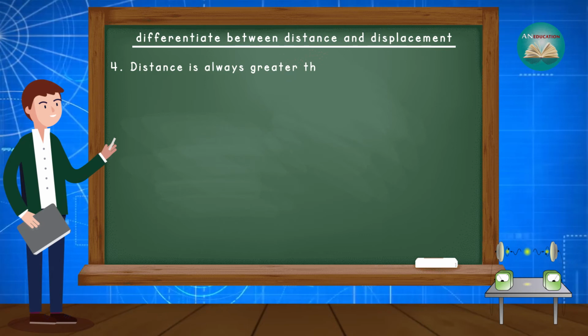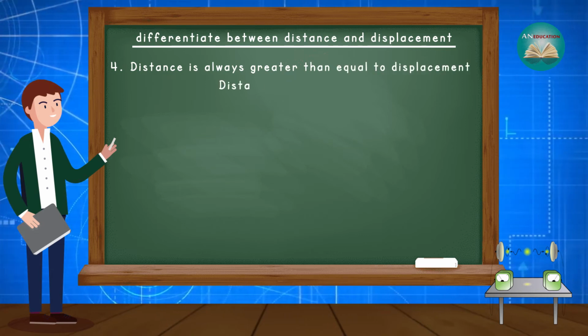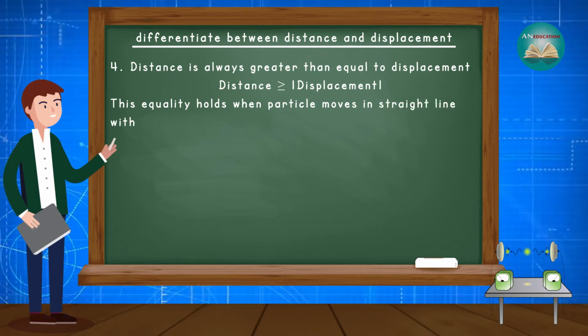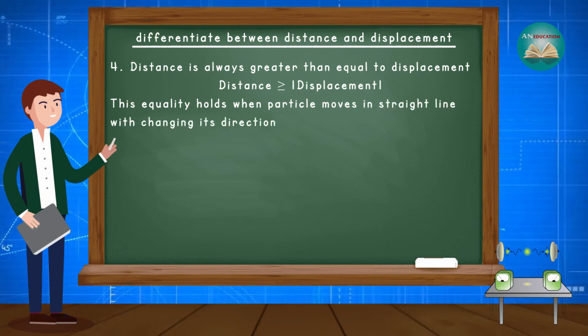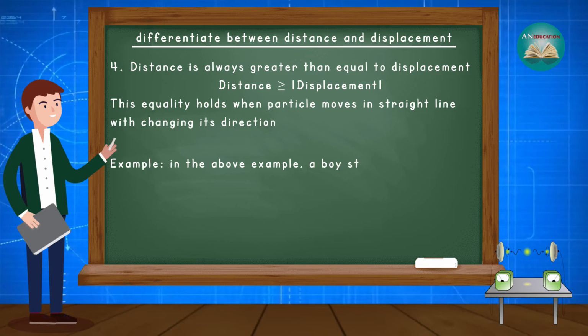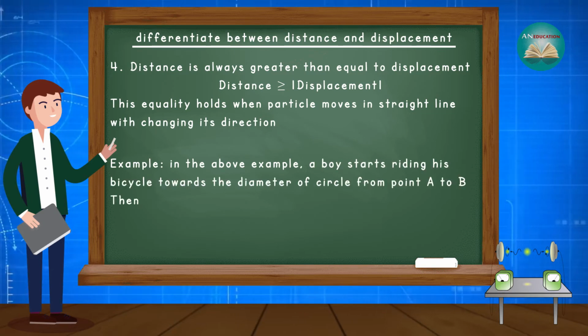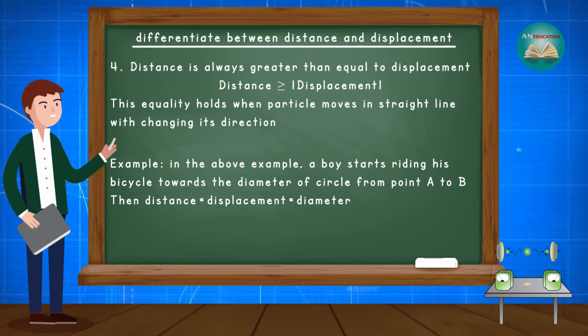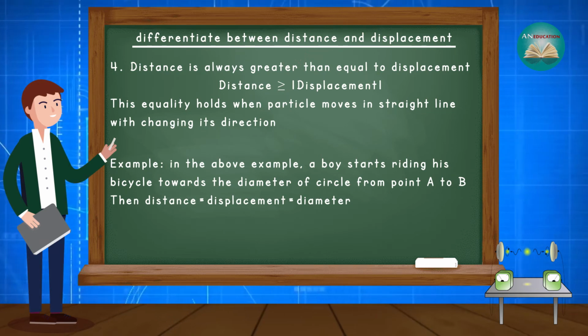The fourth point is that distance is always greater than or equal to displacement. This equality holds when a particle moves in a straight line without changing its direction. In the above example, if a boy rides his bicycle along the diameter of the circle from point A to B, then distance is equal to displacement, which is equal to the diameter.